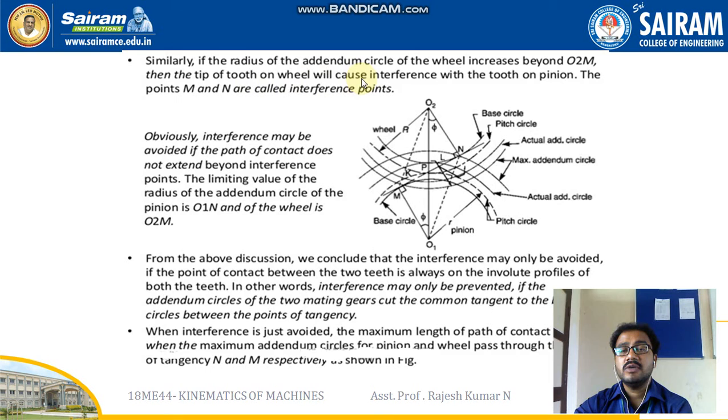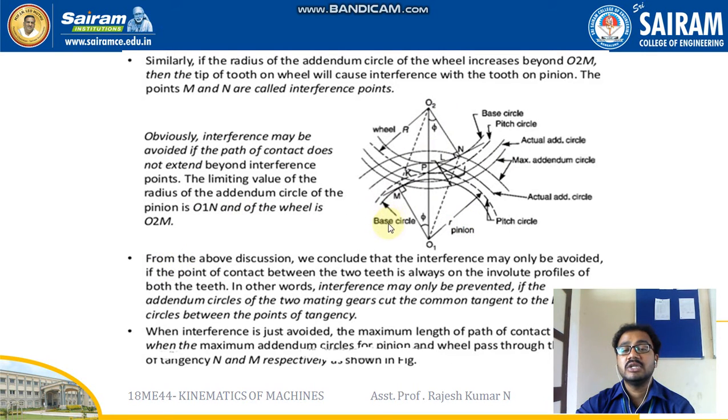Similarly, if the radius of the addendum circle of the wheel increases beyond O2M, previously we discussed O1N, then the tip of the tooth on the wheel will cause interference with the tooth on the pinion. So the points M and N are called interference points. Obviously, interference may be avoided if the path of contact does not extend beyond the interference points. The limiting value of the radius of the addendum circle of the pinion is O1N and of the wheel is O2M. Just now we discussed this.